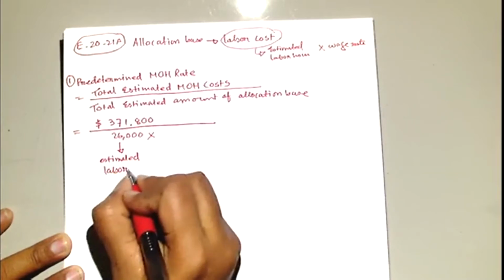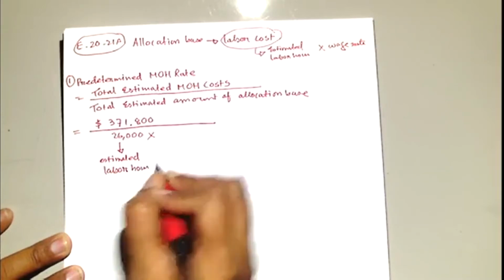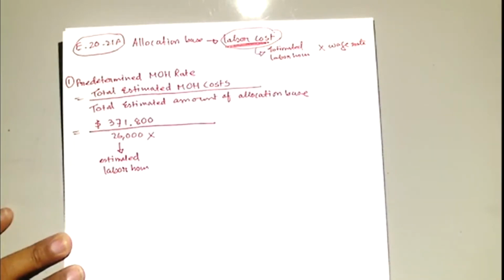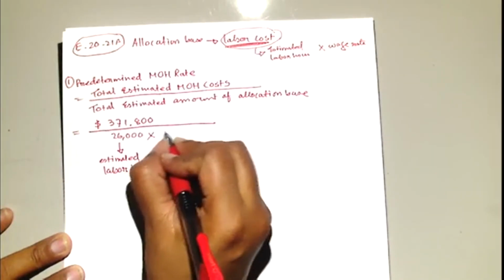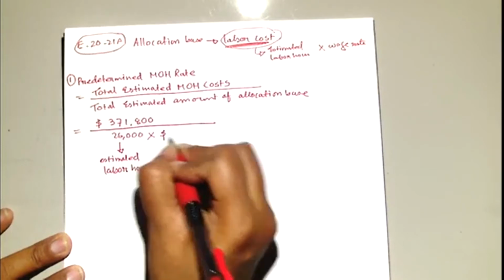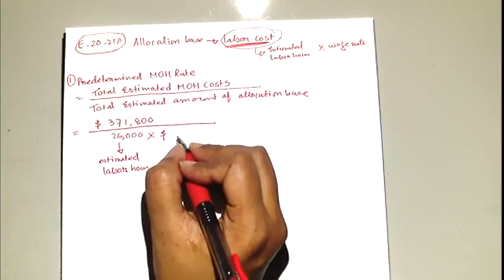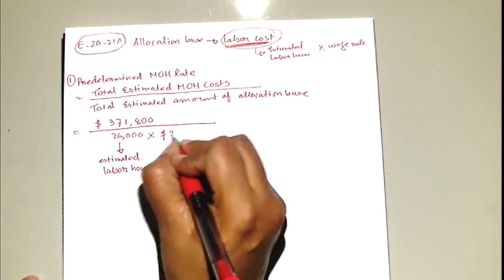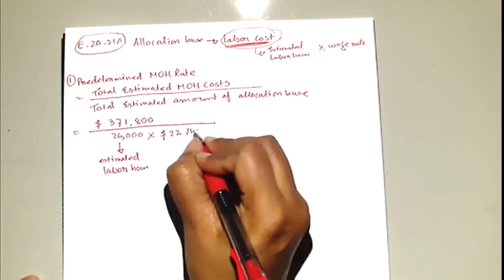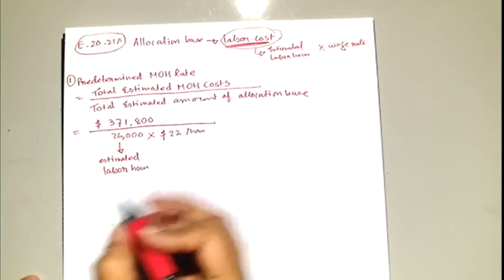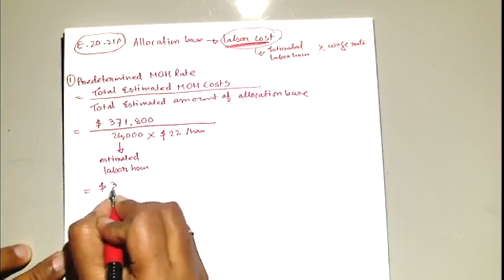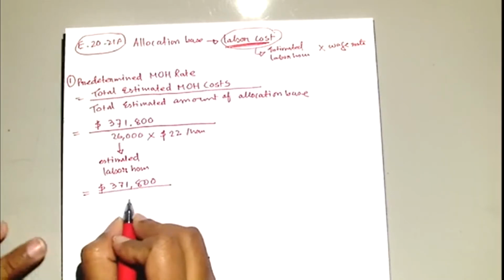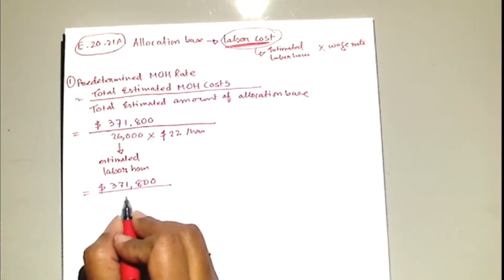Paul, what you mentioned is your labor hour, but it is estimated. But remember, our base is cost, labor cost. So we're going to multiply it with our wage rate, and that is mentioned as $22. You pay your employees an average of $22 per hour. So if you multiply these two, 26,000 multiplied by 22, how much do you get here?